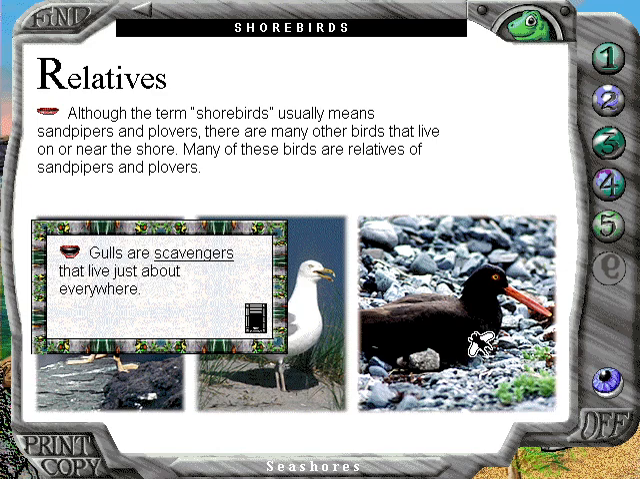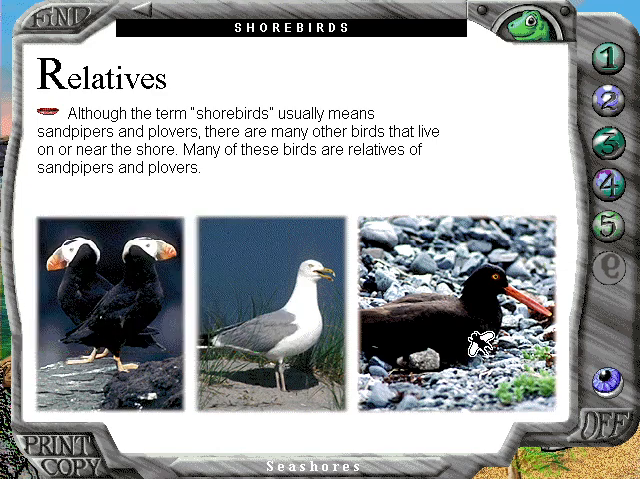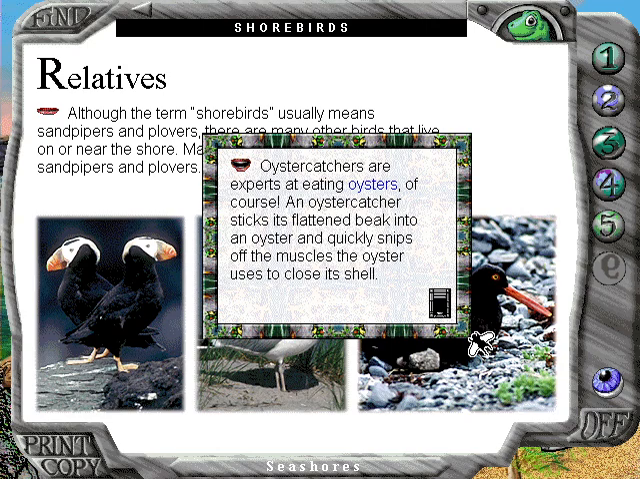Gulls are scavengers that live just about everywhere. Oyster catchers are experts at eating oysters, of course. An oyster catcher sticks its flattened beak into an oyster and quickly snips off the muscles the oyster uses to close its shell.